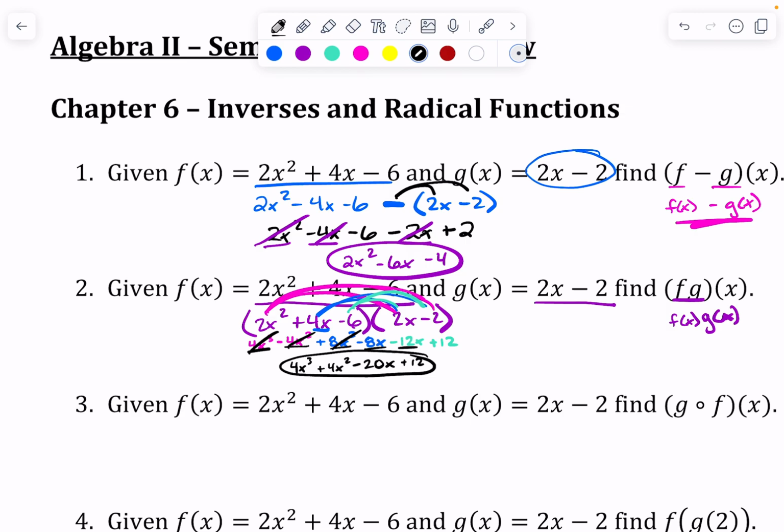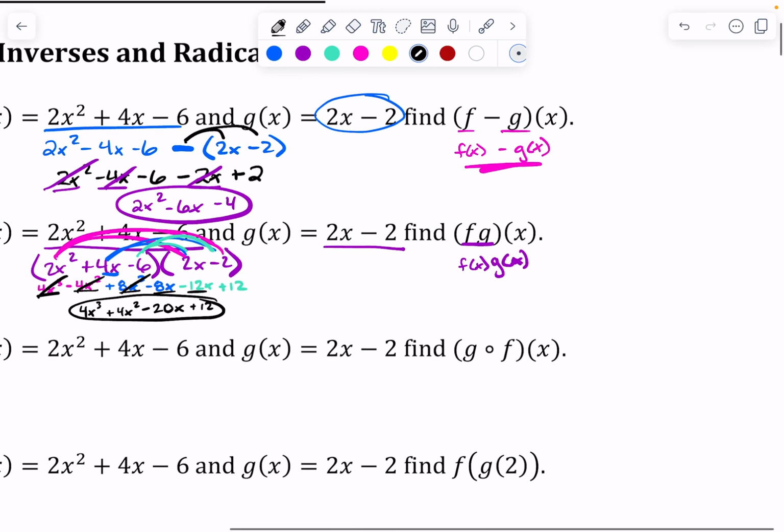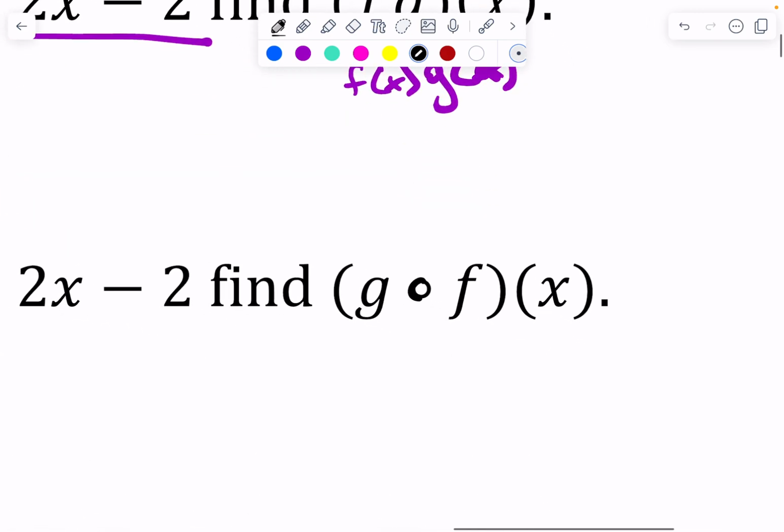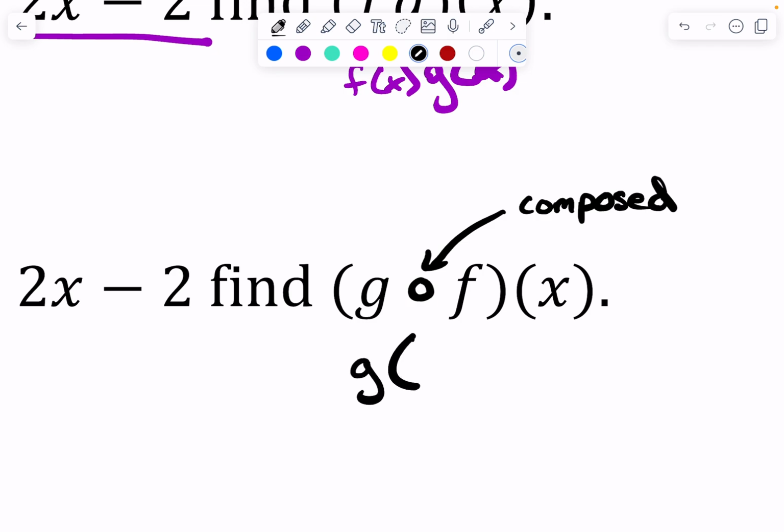Okay? All right. This next one. G, and then this open circle. This means g composed of f of x. Okay? Sometimes you will see it as g parentheses f of x. And notice that the g doesn't have an x on it because the x is the f of x. It's like f of x is going in to g, right?